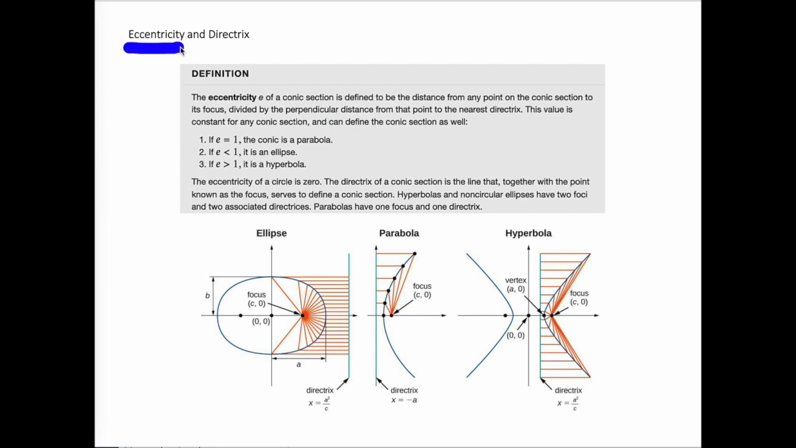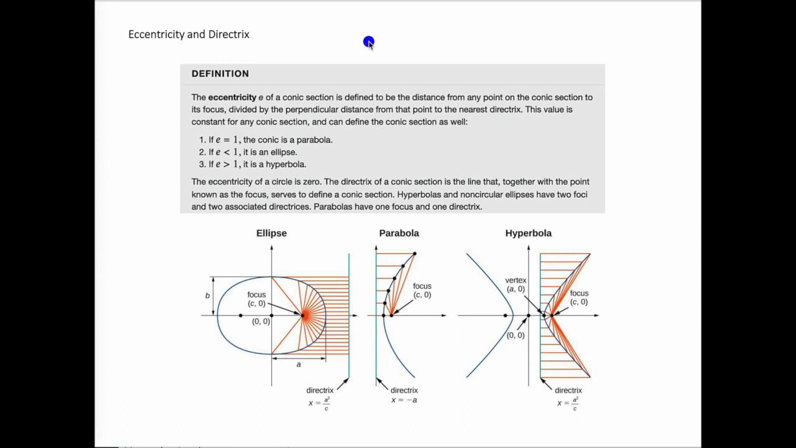Now we're going to talk about eccentricity. And eccentricity is just a number, and we label it as E for eccentricity. The number basically tells us the shape of the conic section. Now, when E is 0, then the conic section is going to be a circle.